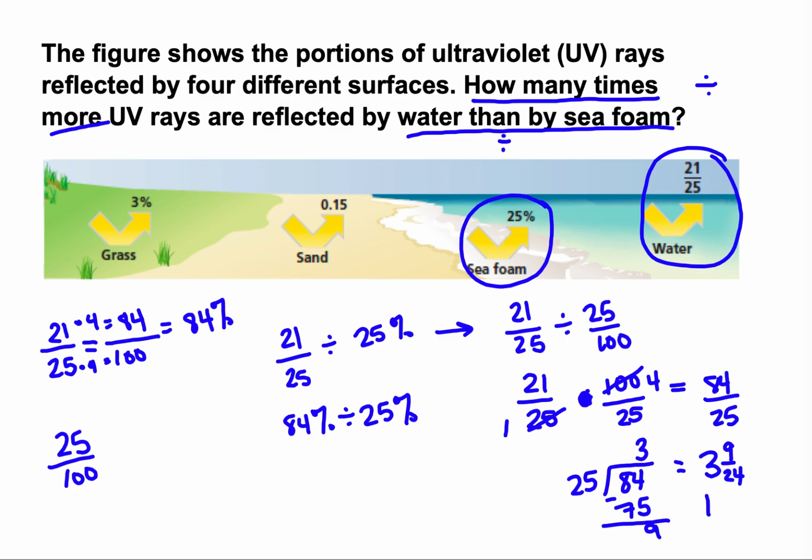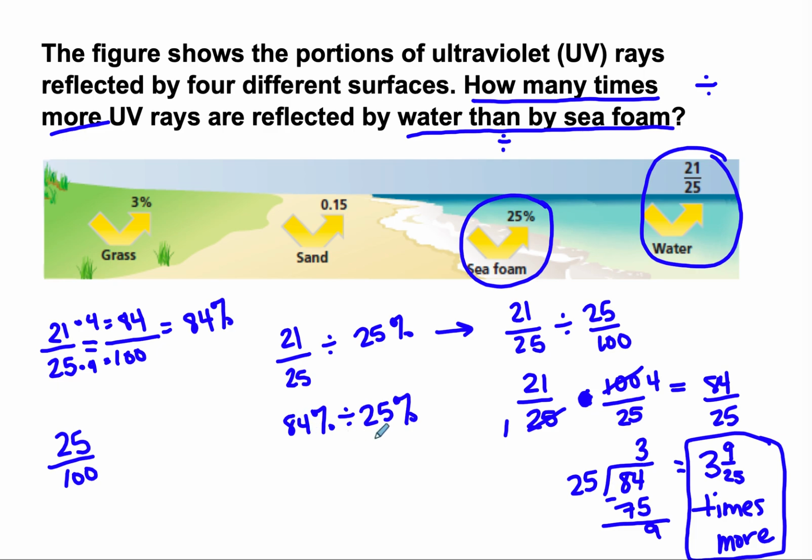Whoops, I don't know why I wrote 24 there. Let me fix that. Said the right thing, but wrote the wrong thing. 3 and 9 25ths times more. So that's how I would get that answer if I was using fractions.